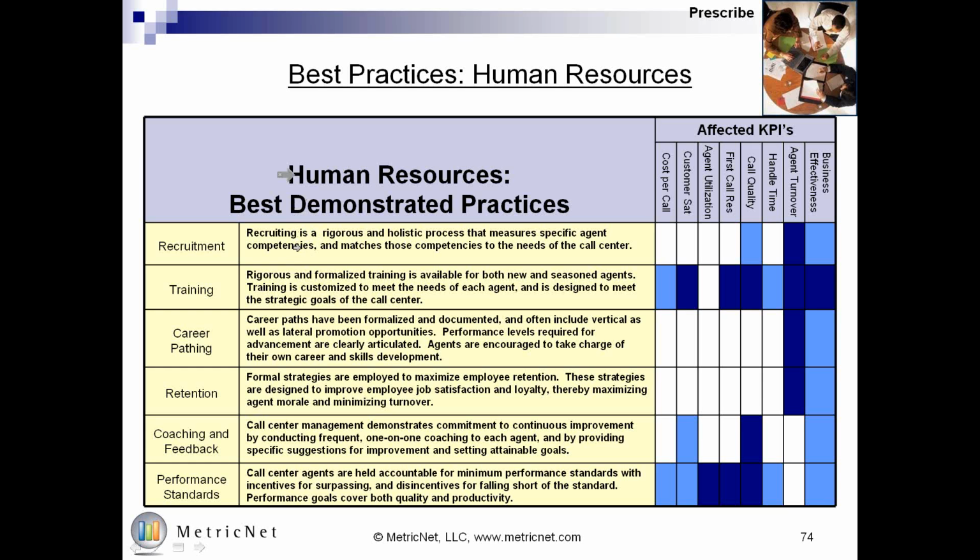Now this is not an all-inclusive list of best practices, but they do represent some of the more important best practices around human resources. So for example, career pathing is a best practice when it comes to call center world-class performance. Career paths have been formalized, they're documented. They often include vertical, like managerial, as well as lateral promotion opportunities. Lateral could mean you become better at what you do, more technically competent, for example. Performance levels required for advancement are clearly articulated. Agents are encouraged to take charge of their own career and skills development.